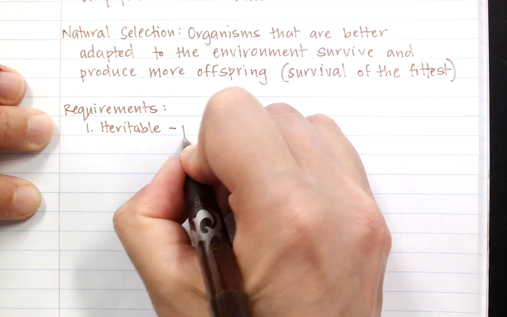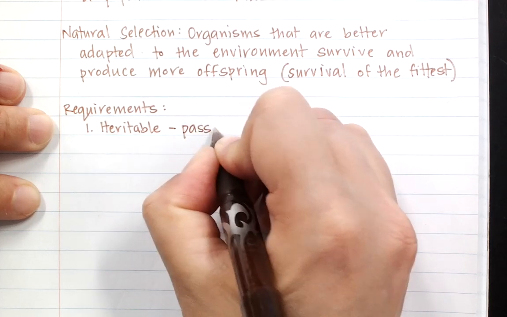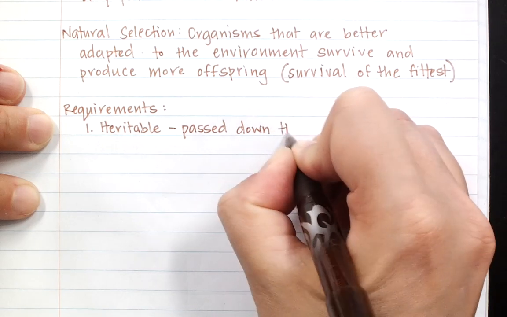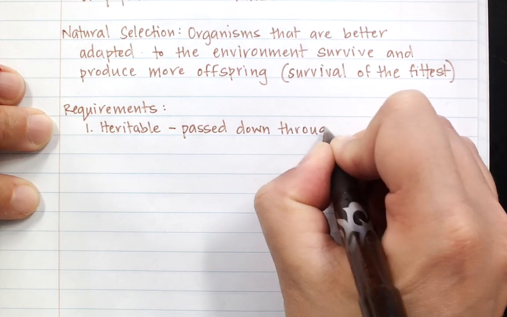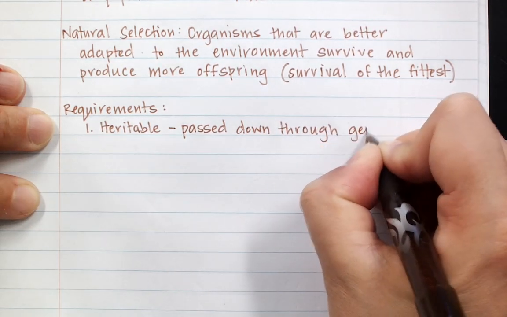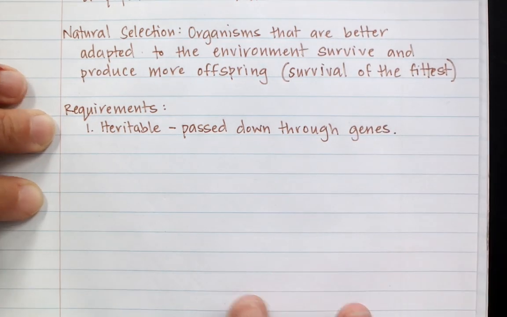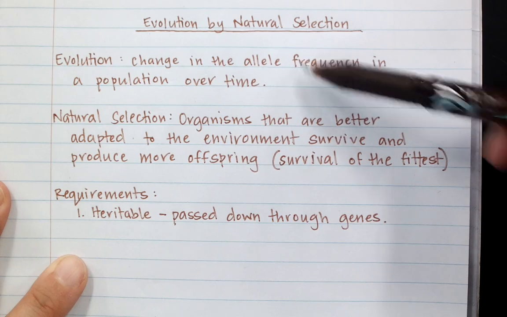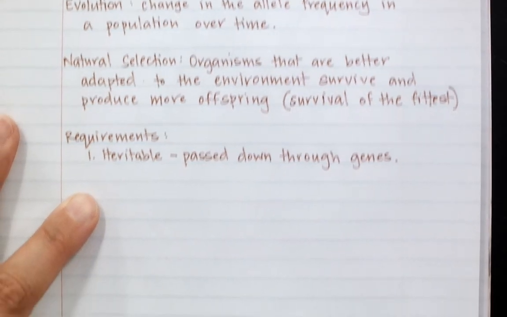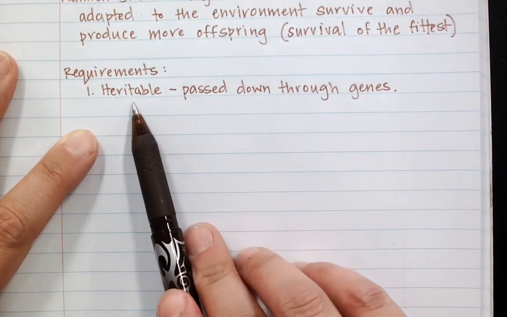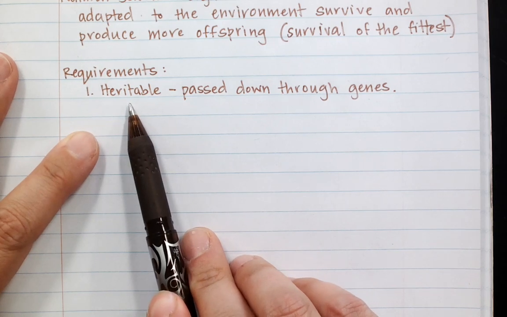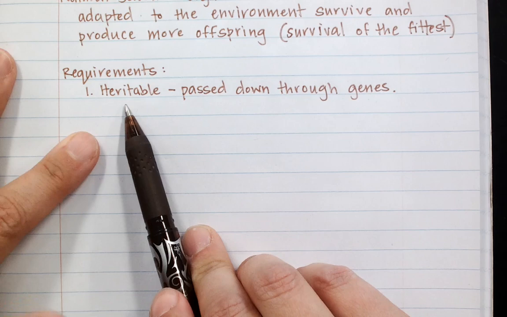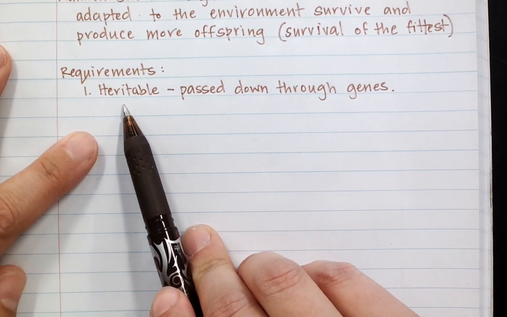So it's passed down through genes. And there's a couple reasons why this is important. One, we're talking about that allele frequency, which is your genes. And two, if it's not a heritable trait, then it doesn't really matter if your parents have the genes or not, and therefore evolution is not going to be able to act on it.